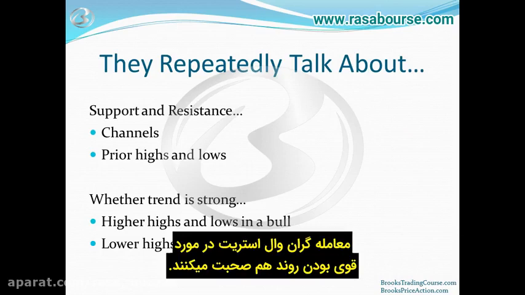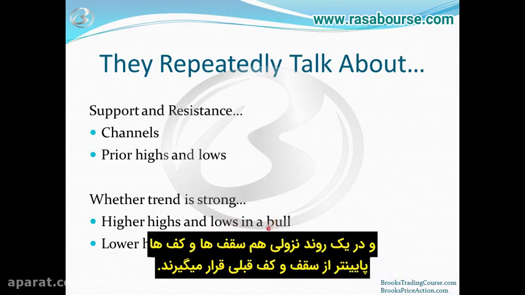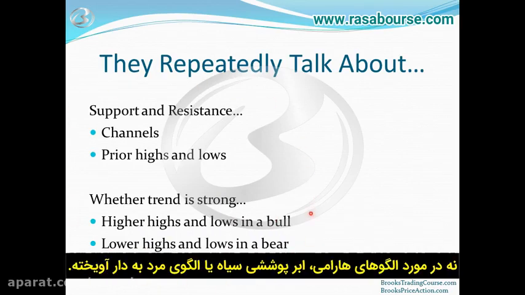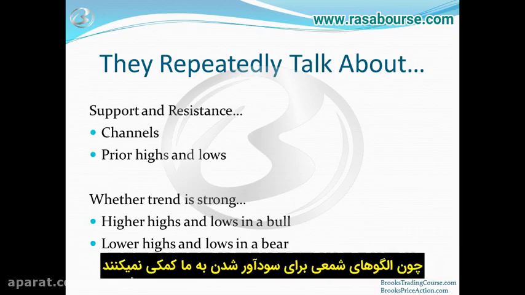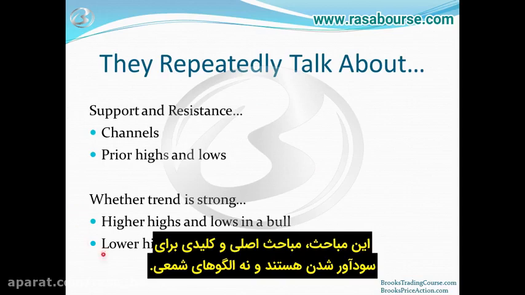They also talk about whether the trend is strong. Is the market continuing to make higher highs and higher lows in a bull, or is it making lower highs and lower lows in a bear? This is the stuff that they're talking about. They're not talking about Harami patterns, dark cloud covers, hanging man patterns. And why is that? Because those things don't help them make money, or at least they don't help nearly as much as these things. These are the keys to making money, not candlestick patterns.